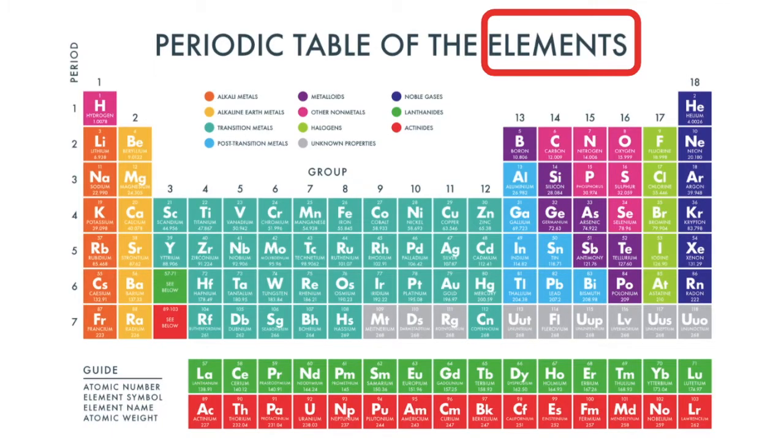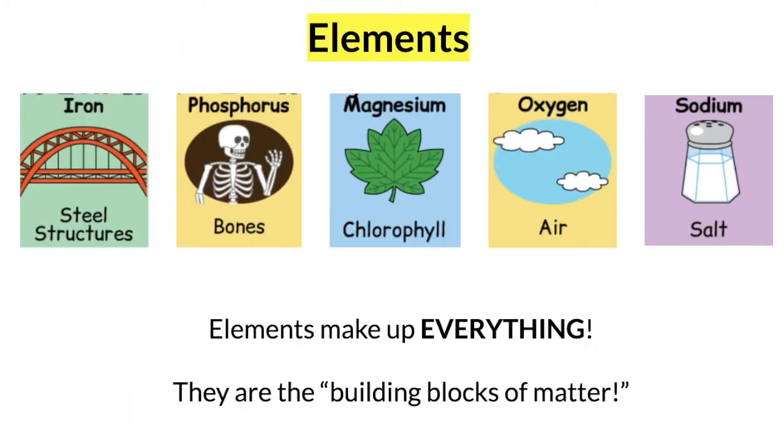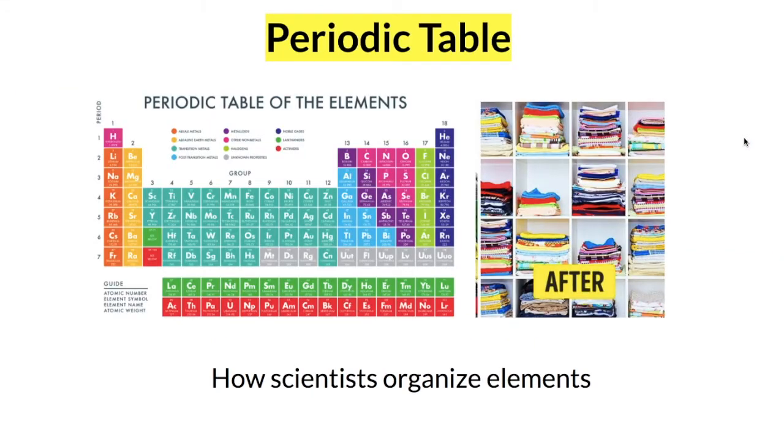Last week we talked about the periodic table of the elements. We looked at elements like iron, phosphorus, magnesium, oxygen, and sodium. We also looked at how scientists organize elements in the periodic table.